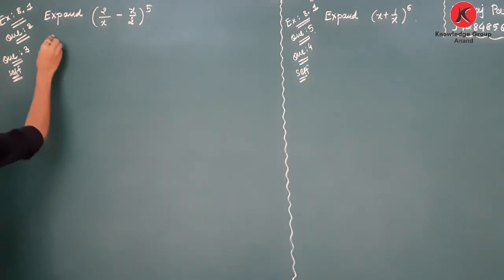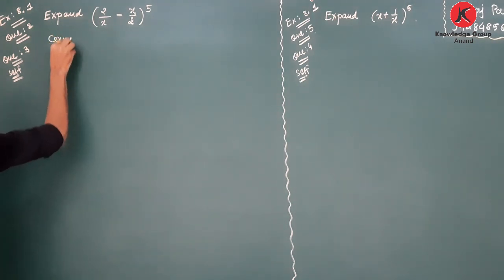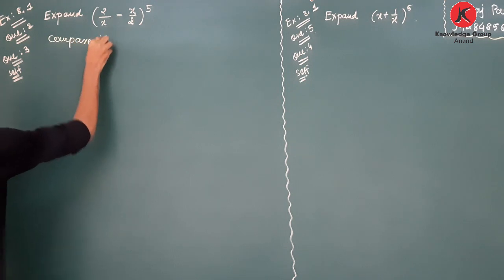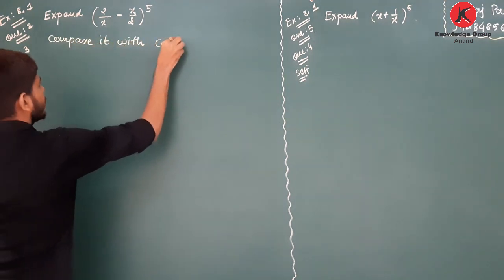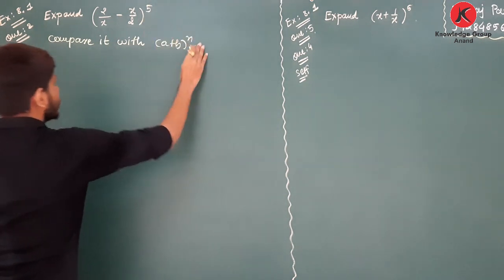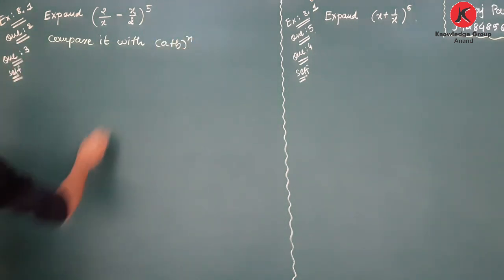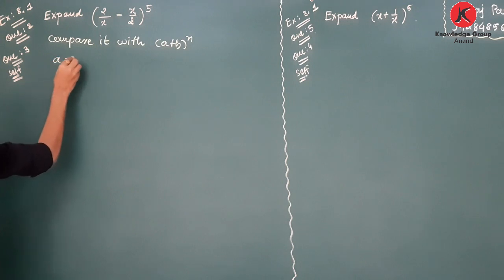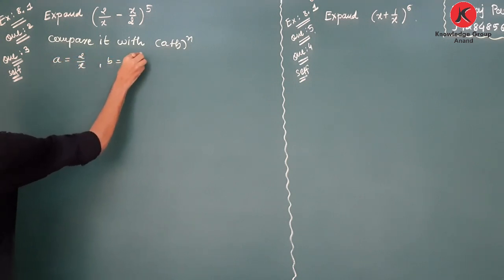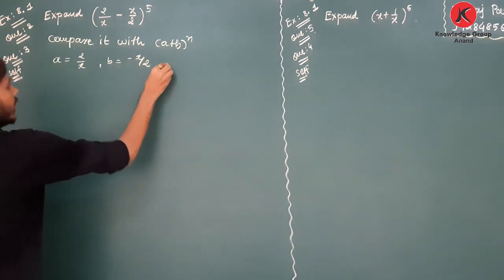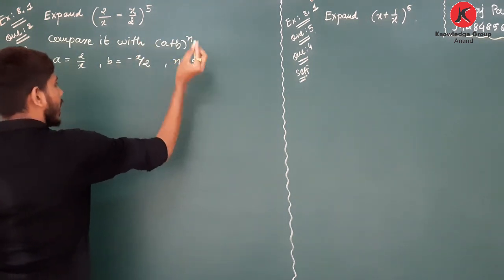First of all, we have to compare it with (a plus b) raised to n. Then I will get a equals 2 by x, b equals minus x by 2 and n equals 5 here.